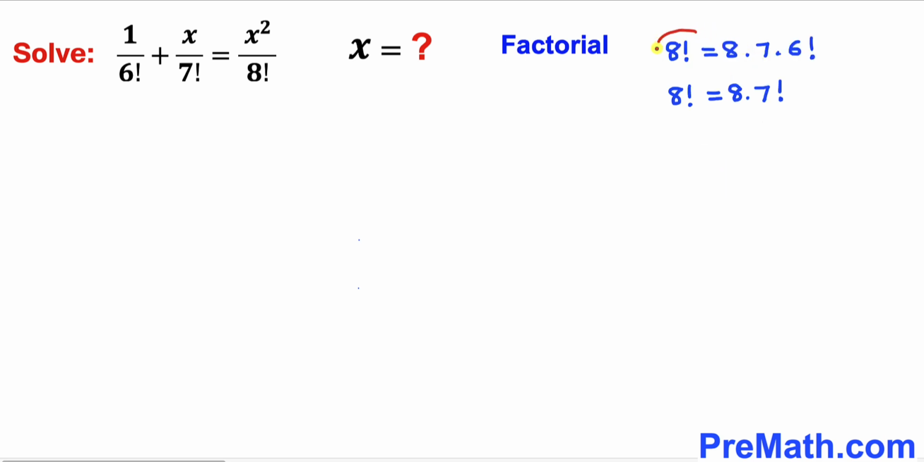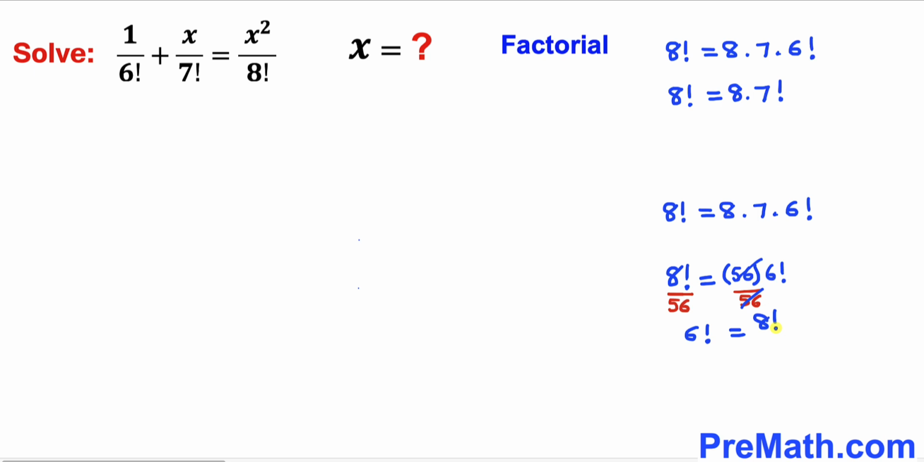And now let's focus on this equation once again. 8 factorial equals 8 times 7 times 6 factorial, and I have copied it down over here. Now we can see 8 times 7 is 56. So therefore 8 factorial could be written as 56 times 6 factorial. Now we are going to divide both sides by 56. This 56 and 56 is gone. So therefore 6 factorial turns out to be equal to 8 factorial divided by 56.